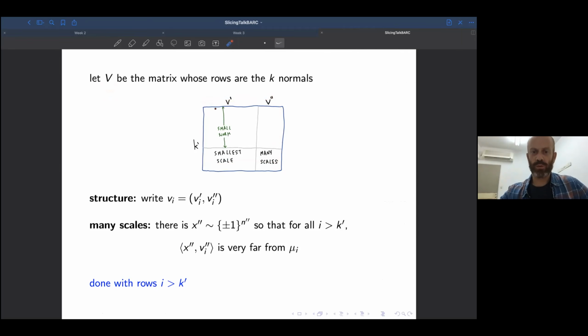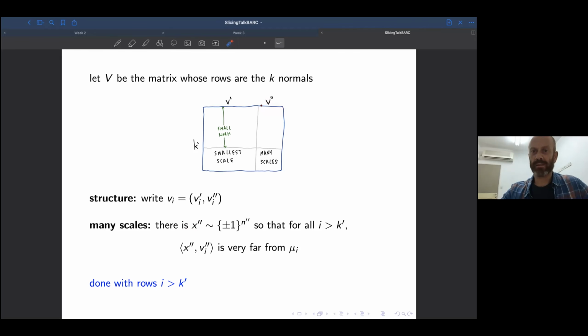Now we are going to do the 3 steps. So what are the 3 steps? So first we take every vector, this is just notation, vi. The part in this area is called prime, and the part in this area is called double prime, just notation. Now we want to find a vertex. So first we choose a completely random signing, a completely random plus minus 1 vector in this part. Okay, this is x prime.